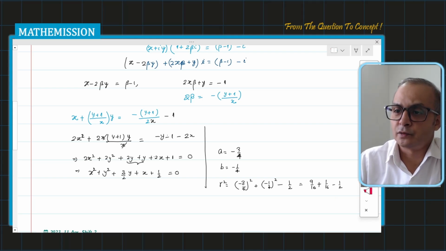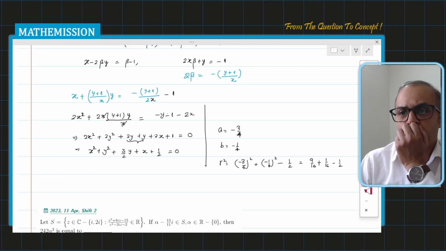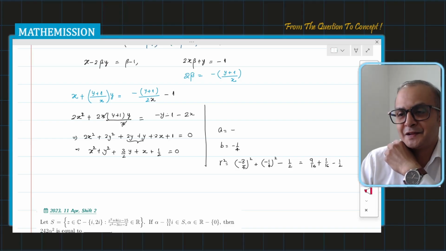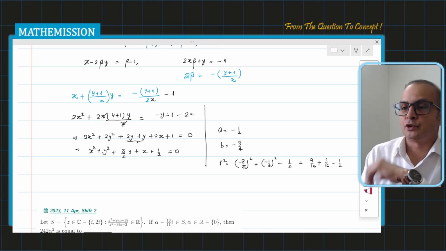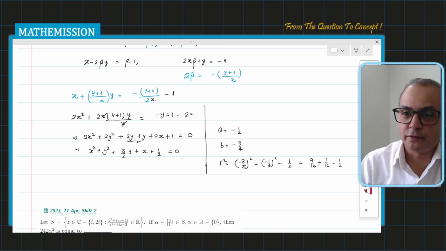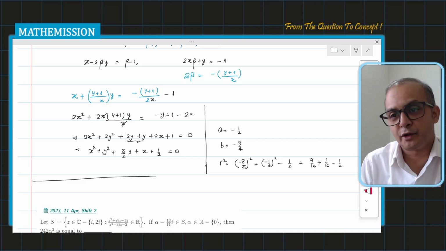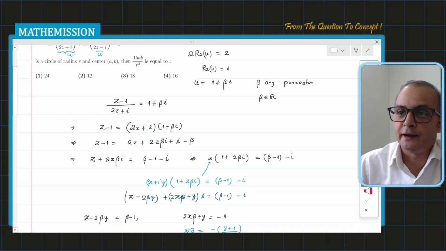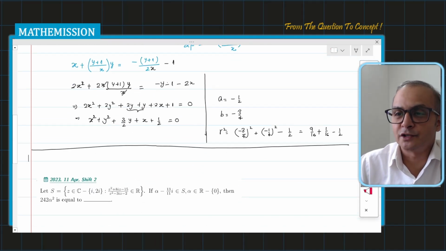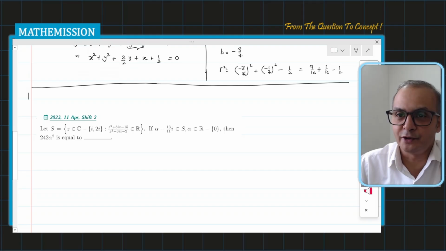So from there, whatever we got here, a, b, and r square, we substitute in this. A is the x coordinate. Now, a is minus 1 by 2, and this b is minus 3 by 2. Here there is no problem. So in this way you get the answer and so on. So I'm stopping here because my intention is just to show you how you can calculate easily, and this easy calculation, do it by yourself.